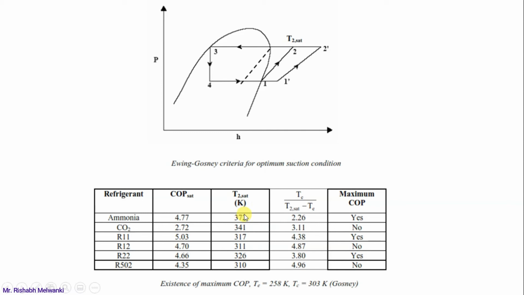So this is matching. Now you have to just simply substitute in that equation. T2 sat we know, T is how much, 258. So you will get 2.26. It means that since COP sat is greater than this value, for ammonia maximum COP will occur when we are doing wet compression. Now this we will prove from the software also.